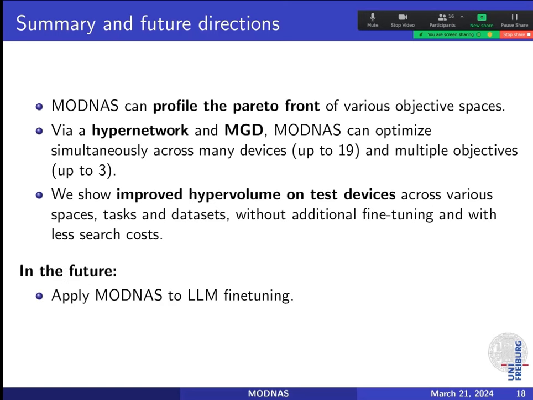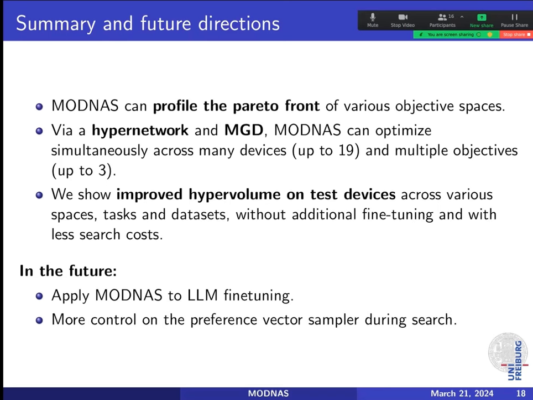In the future, we'd like, and we're actually working on this, to apply MOO NAS on LLM fine-tuning. And we also want more control on the preference vector sampler, as I mentioned before. So we maybe want to update the Dirichlet distribution parameters in order to sample preference vectors in areas of the objective space which we are not covering that much, right? So that could be another step.